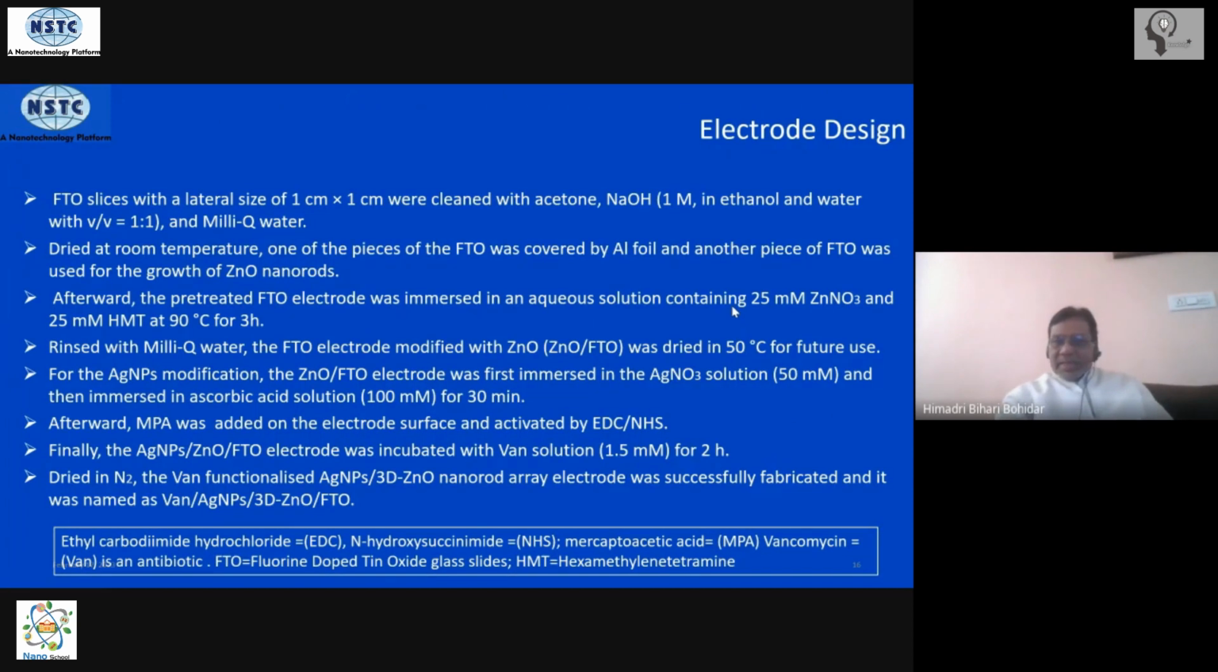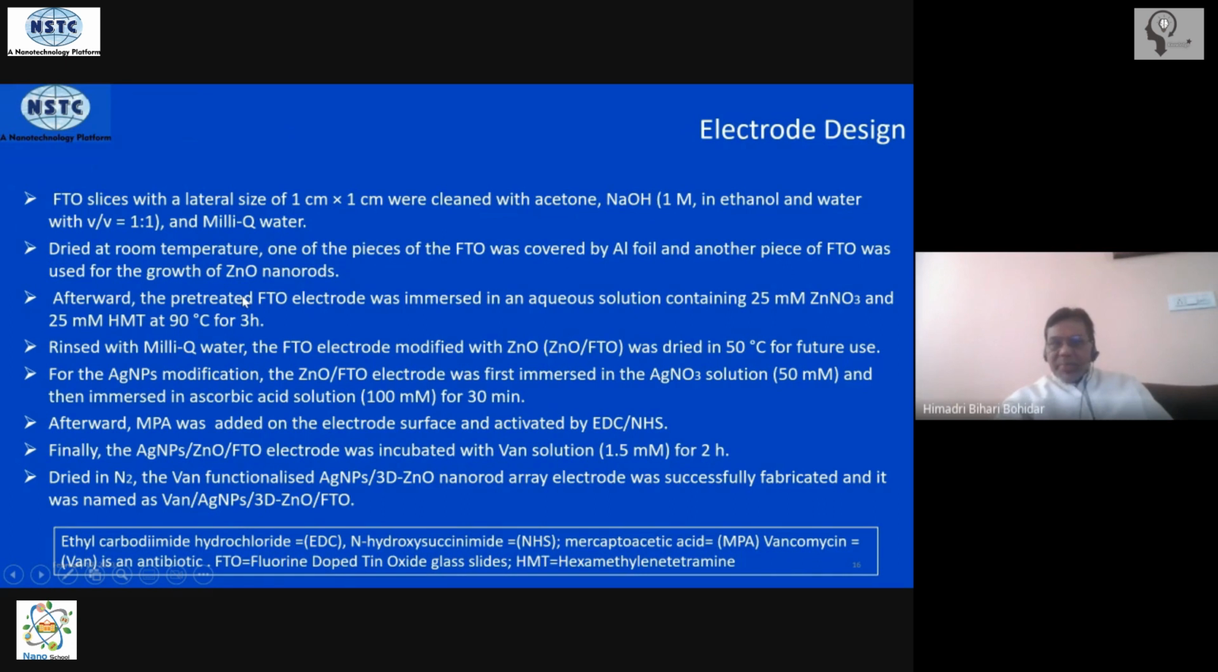First is, again as usual, to design the electrode. FTO is fluorine doped tin oxide. It is available as glass slides. This is used as the electrode here. First, this is cleaned in acetone to take out all the grease and oily materials from the surface, washed with sodium hydroxide of a certain concentration, dried at room temperature, and then you allow zinc oxide nanoparticles to grow as rods. And that process is described here.